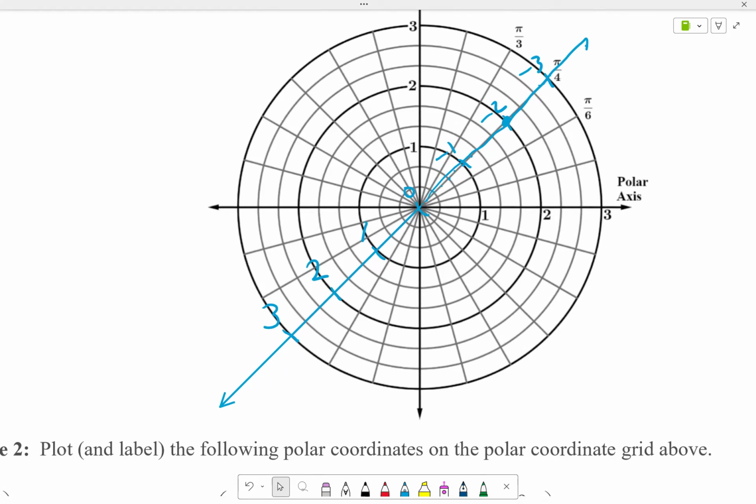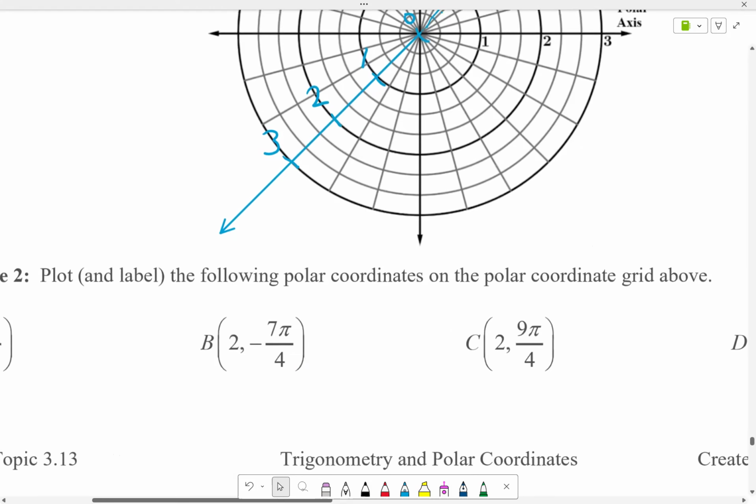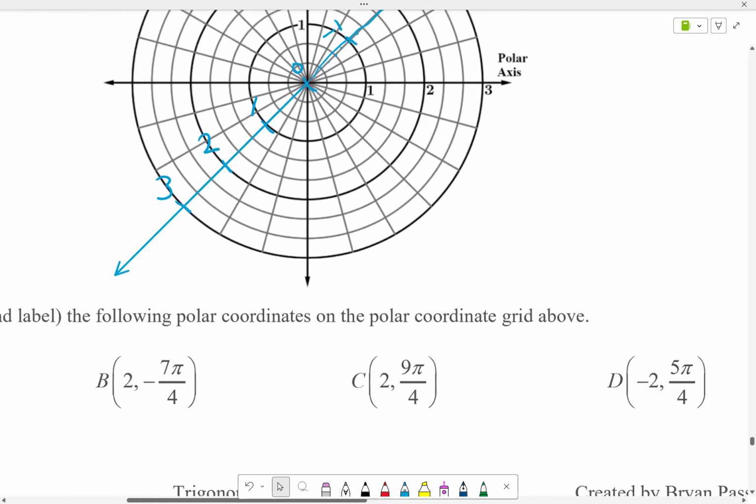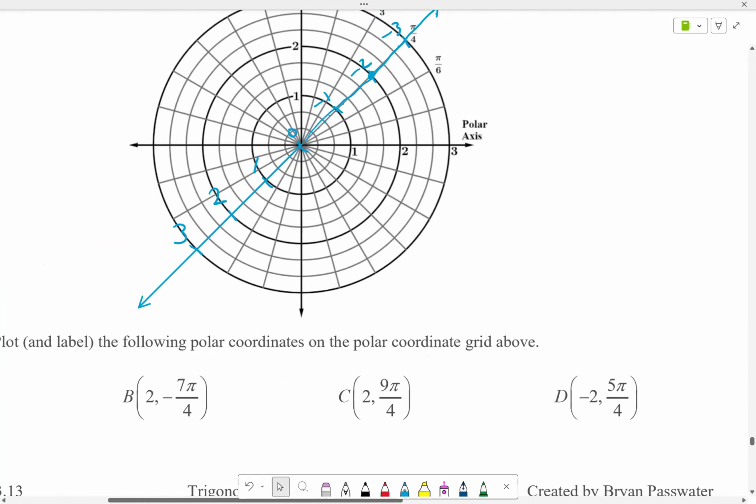Because it says to point in the direction of 9 pi over 4. I'm sorry, of 5 pi over 4. So that's the orientation. Going this way, all of them are positive, which means the other ones have to be negative. Any other questions?